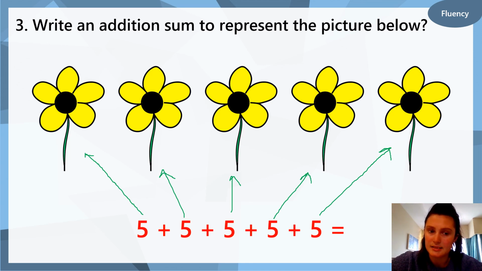Can you find the answer? You can either count all of the petals, that's the long way. You can add 5 plus 5 plus 5 plus 5 plus 5. That's also the long way. Or you could do the quick way, which is skip counting by 5. Write the answer now beside number 3.